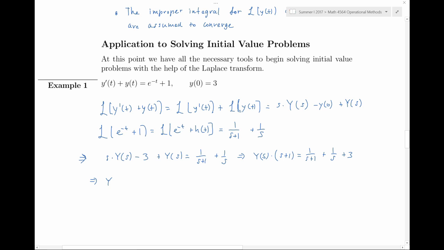And that means that Y of s is 1 over (s plus 1) squared plus 1 over s times (s plus 1) plus 3 over s plus 1. Okay, the transform problem led to a solution that is the Laplace transform of something. So what we have to do is figure out what function might have this as the Laplace transform.